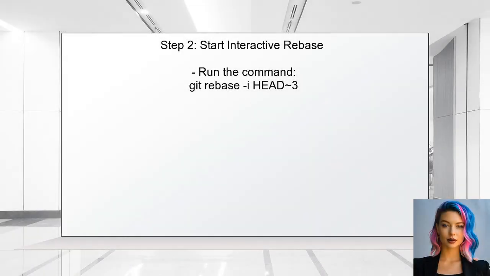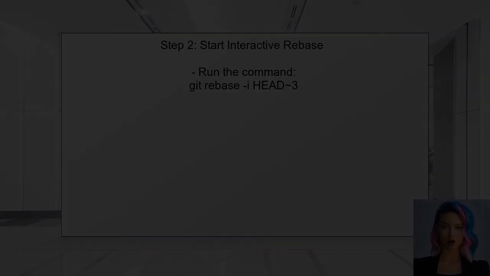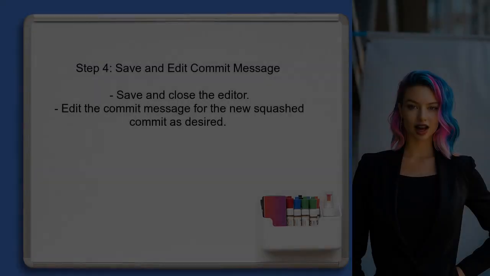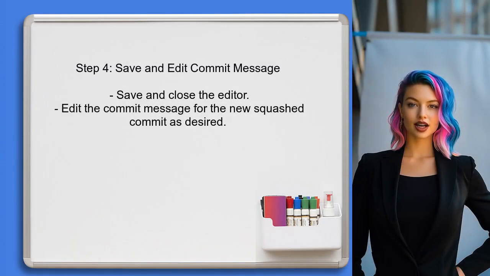Next, the user needs to initiate an interactive rebase. They can do this by typing git rebase HEAD~3 in the terminal. This command tells Git to rebase the last 3 commits. After running the rebase command, a text editor will open, displaying the last 3 commits. The user should change the word pick to squash for the last 2 commits they want to combine. Once the user has made these changes, they should save and close the editor. Git will then combine the commits and prompt the user to edit the commit message for the new squashed commit.